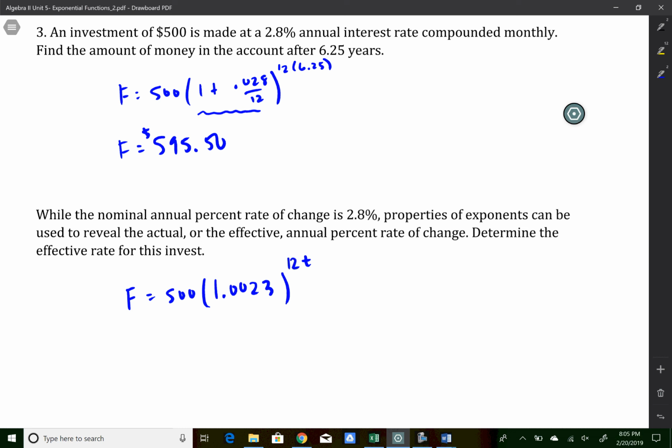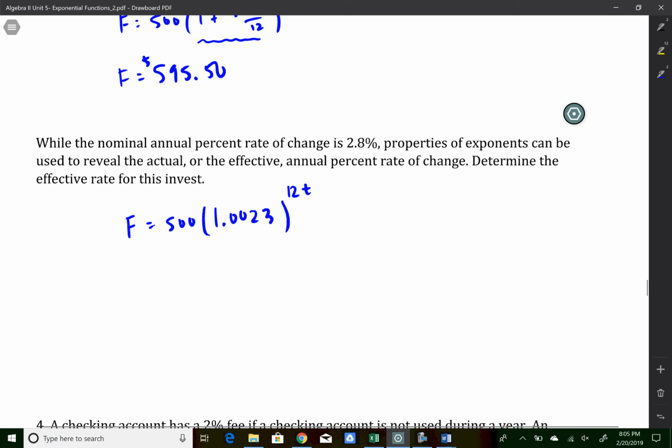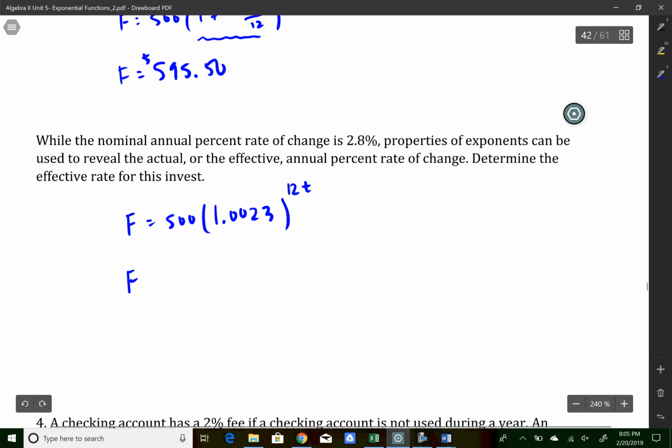So right now, this value is still in terms of the nominal percentage rate of 2.8%. But if I rewrite it so that the exponent is not 12 times t, but just t, what I've now done is made it so that whatever's in this parenthesis represents the annual interest rate, the real one, not the one that's been chopped up 12 times.